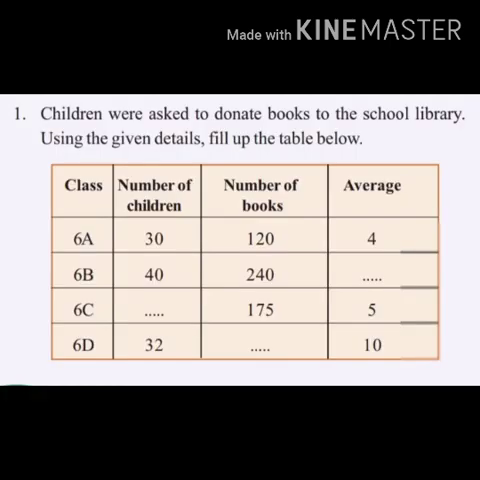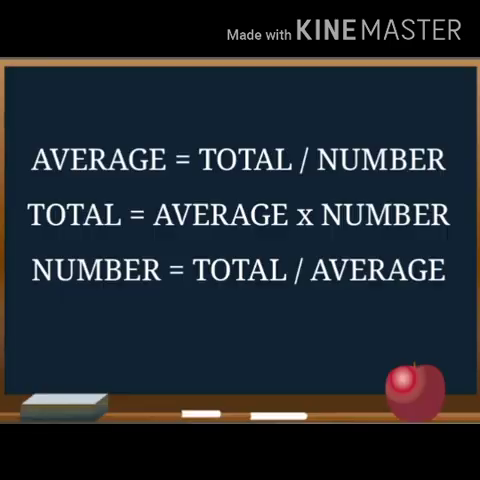The next question is, children were asked to donate books to the school library. Using the given details, fill up the table below. There is a table with class and number of children, then total number of books and average. Here we want to find the average, the total number, and also the number of children. You can use these formulas for finding the answer.